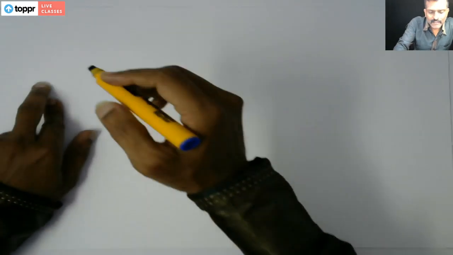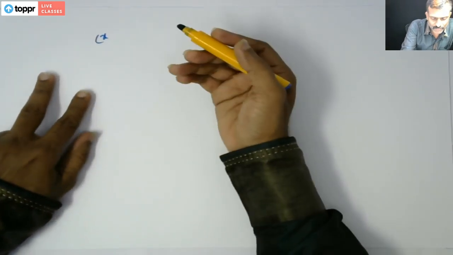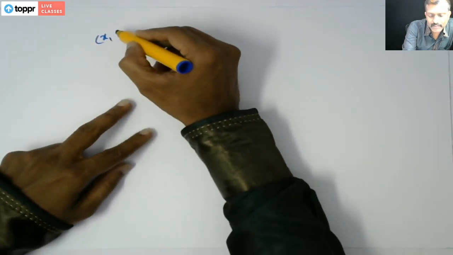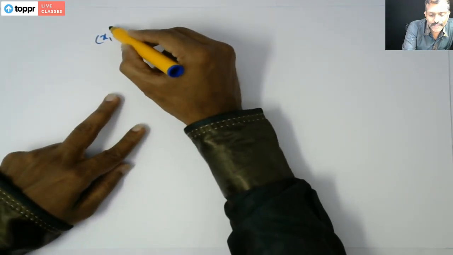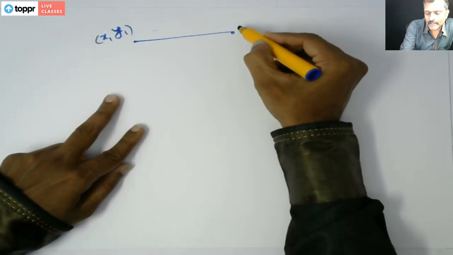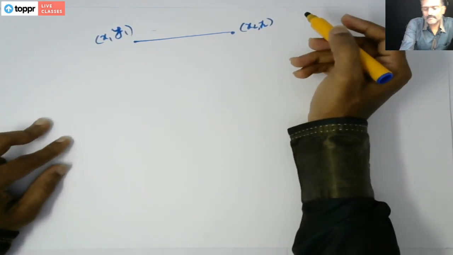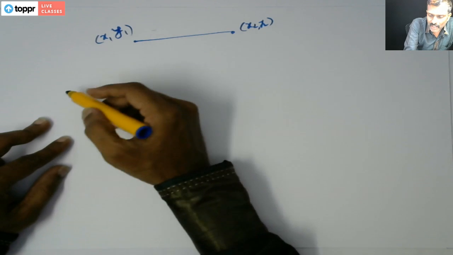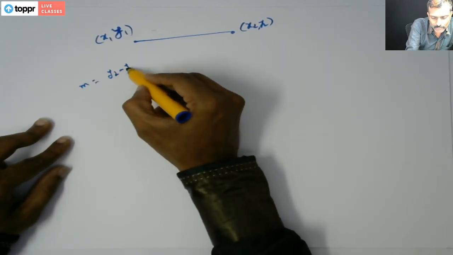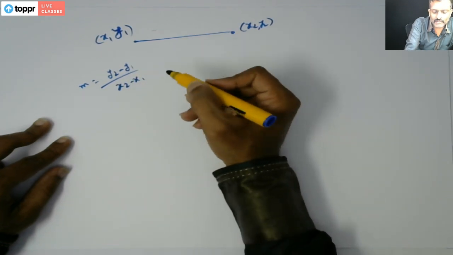And then if 2 points are given, say I don't know the y-intercept and I don't know the x-intercept or anything else, I know that the line is passing through 2 points, say x1 y1 and x2 y2. Then I know the slope, right? What is the slope? Slope here will be y2 minus y1 by x2 minus x1. This gives us the slope.